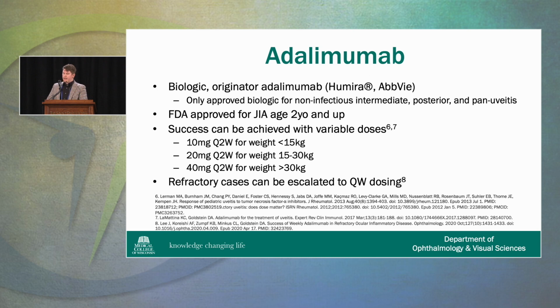Adalimumab. Adalimumab is a biologic. The originator version is called Humira. I'm sure many of you have seen commercials for that. It's the only approved biologic for non-infectious intermediate, posterior, and panuveitis. It's also FDA approved for JIA ages 2 and up. Success can be achieved with variable doses, and it's based on weight. So we use 10 milligrams for very small kids, 20 milligrams for people in the middle, and then 40 milligrams for adults. And for kids that are 8 to 10 usually, that's when they usually hit about 30 kilograms. It's dosed every 2 weeks. If we have refractory cases, we can go up to every week dosing of adalimumab.